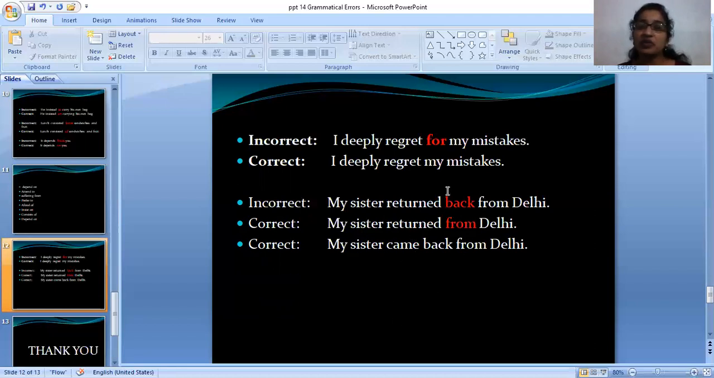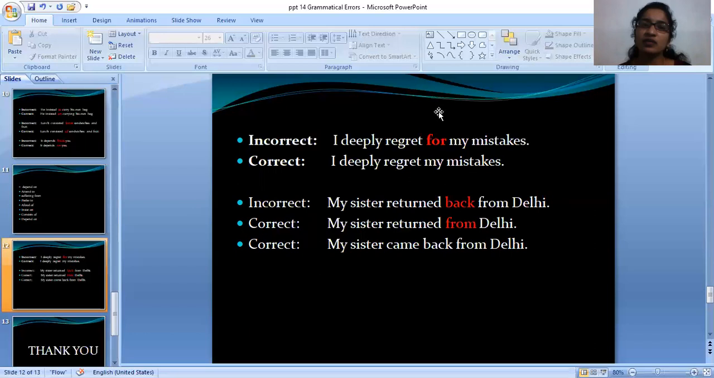When you say return, you need not mention the word "back" again, right? Returning itself means coming back. So you can use, my sister returned, and skip using back. So: my sister returned from Delhi. Or instead of returning, you can also mention coming back: my sister came back from Delhi.